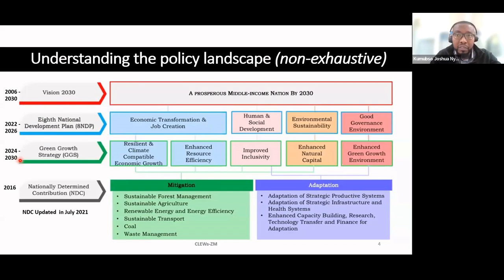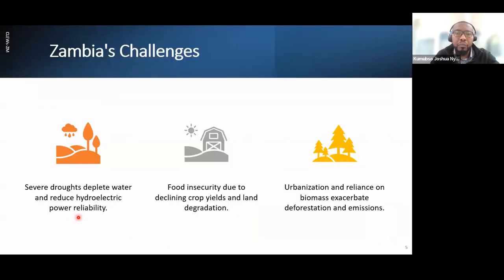Then we've got the recently published Green Growth Strategy, published in the first quarter of this year. It aims at achieving enhanced natural capital, an enhanced green growth environment, enhanced resource efficiency, and resilient and climate-compatible economic growth. We also have the nationally determined contributions, first published in 2016 and revised in 2021. This looks at ways we can combine mitigation and adaptation efforts in the fight against climate change. So what are some of the key issues being faced in Zambia?